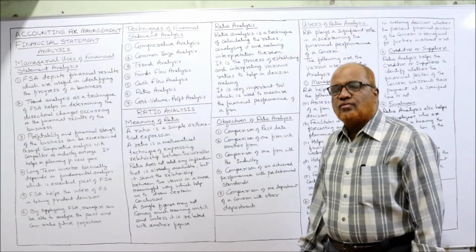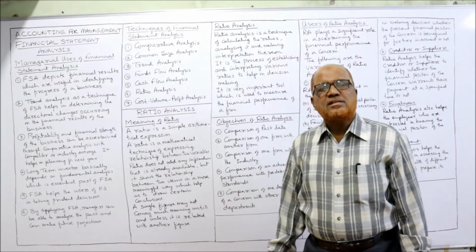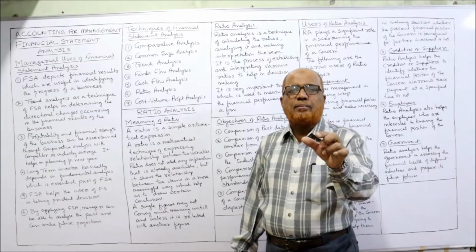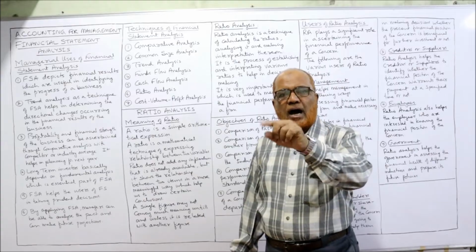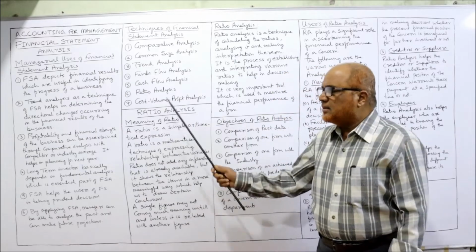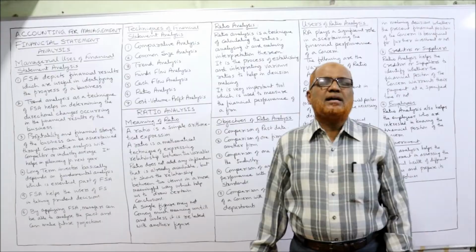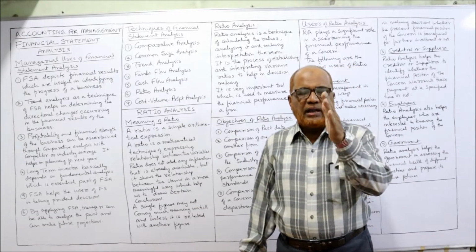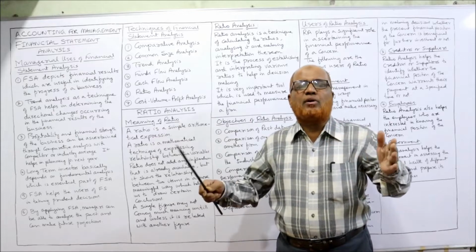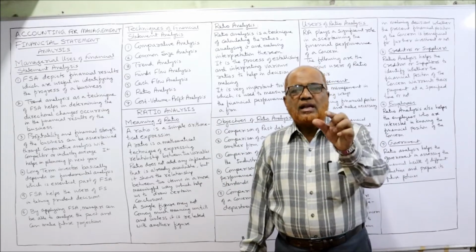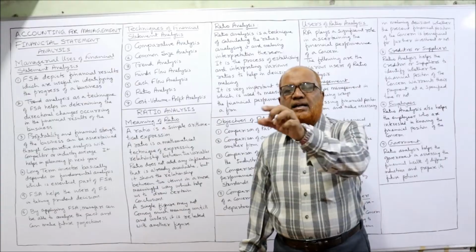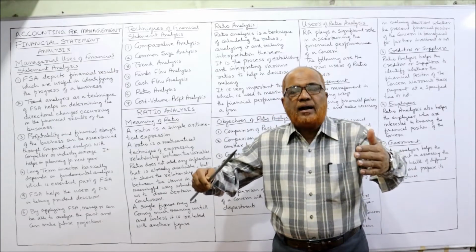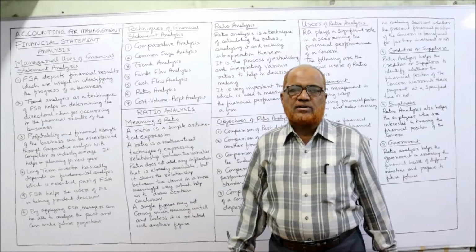Next one is cost volume profit analysis. This is one of the techniques in cost accounting where we make a relationship between cost, volume and profit. By applying this, a number of managerial decisions can be taken regarding at what level of activity the business will neither get profit nor loss. What is the level of activity at which the business will get a desired profit? How much are the sales required to earn a desired profit?